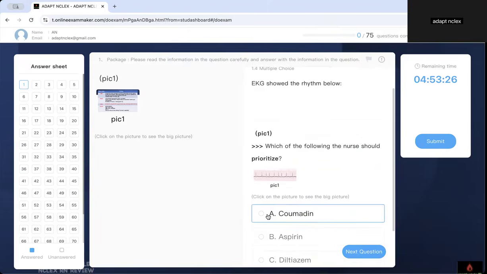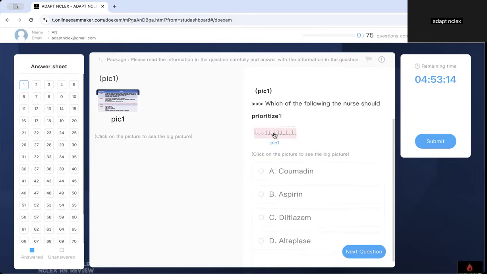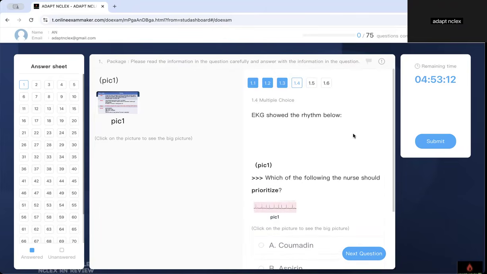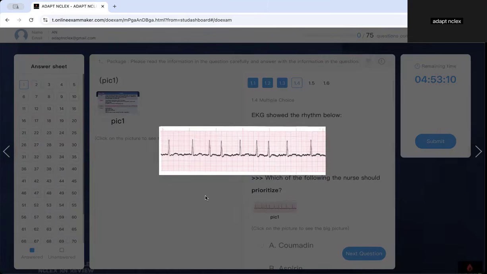Now, I want you to test your EKG. Instead of giving you a separate EKG question, I connect it with that. But this is a strategy how you can broaden your knowledge regarding next generation. Which of the following should the nurse prioritize, right? EKG shows the rhythm below. This is it. What do you think this is? Easy or hard? What do you think?